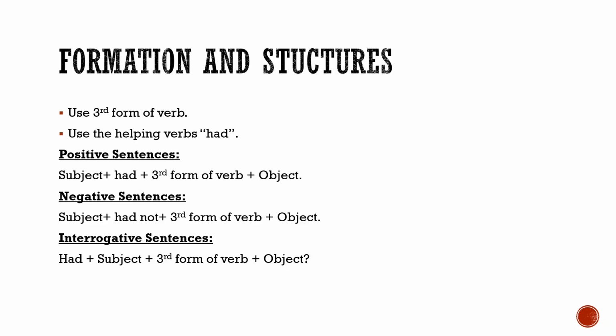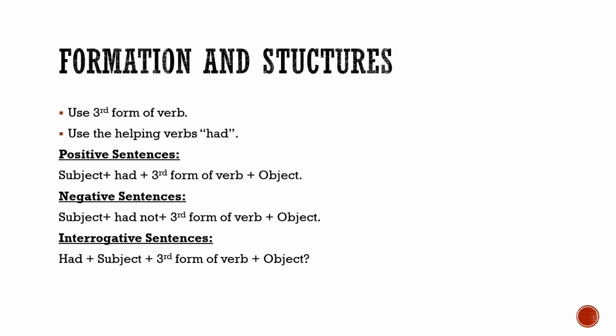Right. Now, how are past perfect tense sentences formed and what are the structures? We simply need to remember two things: that there is the third form of verb that is used, or the past participle form, both are the same, and we use the helping verb had. These are the two things that you need to remember while making past perfect sentences.